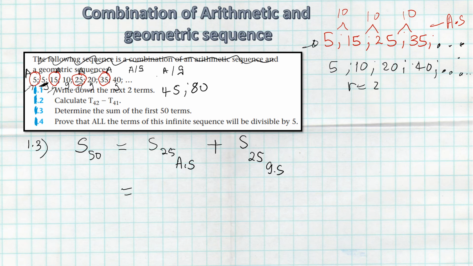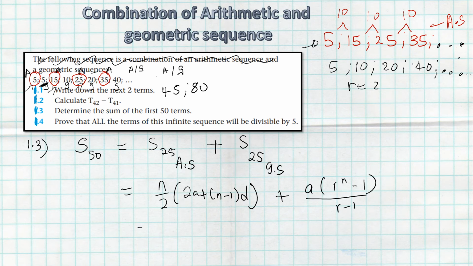So for arithmetic, we know the formula n over 2 times (2a plus (n minus 1)d). I'm just gonna use this formula. And for the sum of a geometric is a times (r exponent n minus 1) over (r minus 1). Okay, number of terms 25 over 2, 2 times what is our a? Our a is 5 plus (n minus 1). What is our d? So our n is 25 minus 1. What is our d? Our common difference was 10, if you check the red pen there on top.